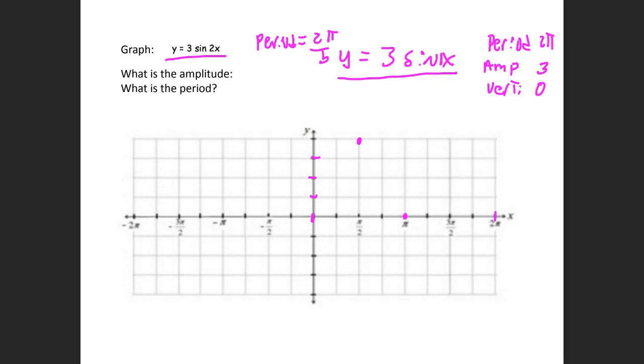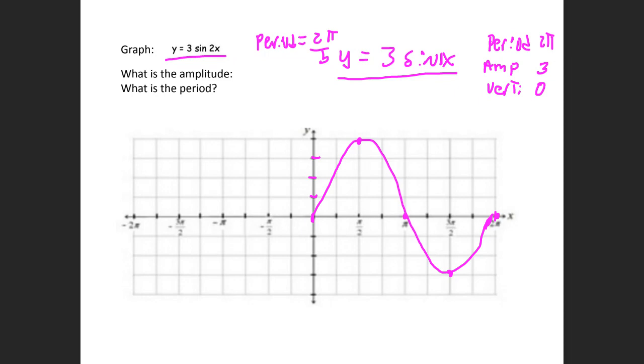Then it's going to be at 0. Then it's going to go down 3. So it's going to be here. And then it's going to go to here. So my graph is going to go up 3, back down to -3, and then back up. So that is my normal sine graph, just with an amplitude of 3.